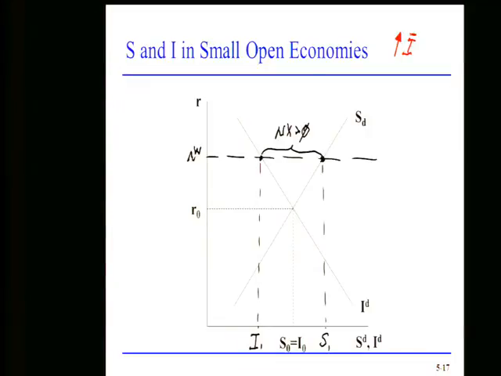Okay. Since this is an increase in autonomous investment, it suggests we will have more investment for every real interest rate level. So our investment demand has shifted to the right. Now with our small open economy, again, it's pretty easy to see exactly what's happening. The real world interest rate does not change. Investment rises by the full amount of the autonomous change.